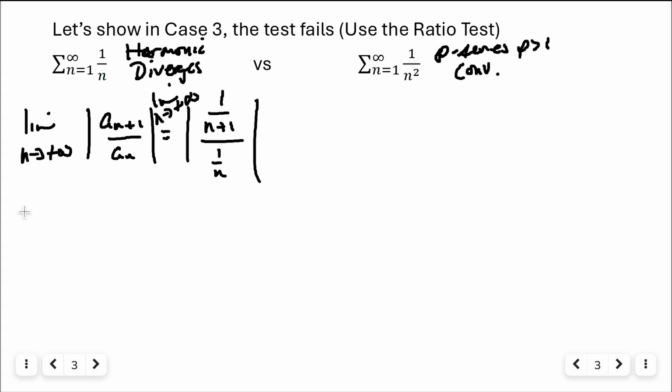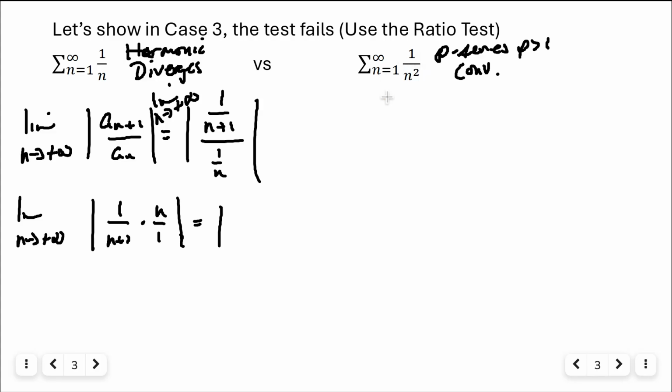Okay, so now I'm going to flip that bottom fraction over. I get 1 over n plus 1 times n over 1. So now I can divide by the dominant power, divide all these out, or use L'Hopital's rule, and I get 1. Okay, so we claim 1 makes the test fail. All right, so let's try this one over here.